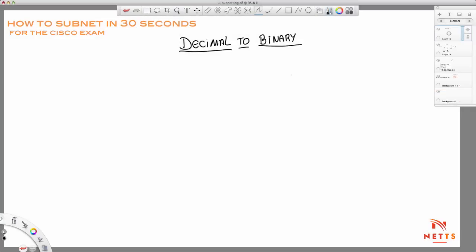How to convert from decimal to binary. So that's a big point for the exam. So let's understand how that works.